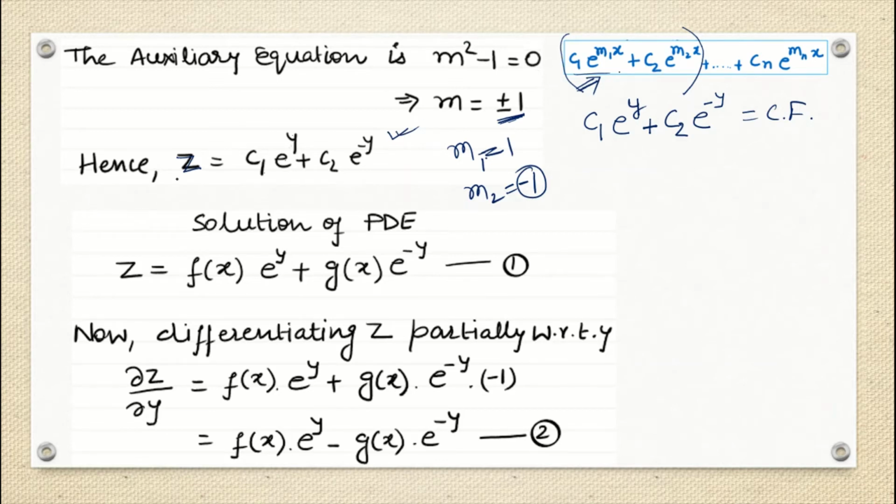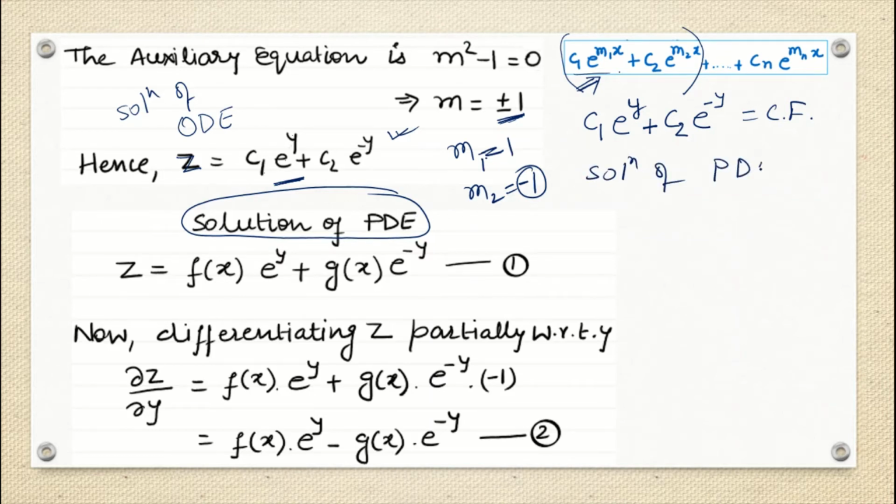So this is the solution of my ordinary differential equation. But I have to find the solution of the partial differential equation. So how to get the solution of the partial differential equation? The only difference we are going to make is that in the solution of the partial differential equation, my equation will be rewritten as z equals the same thing, but instead of C1 and C2, I am going to write some arbitrary functions.